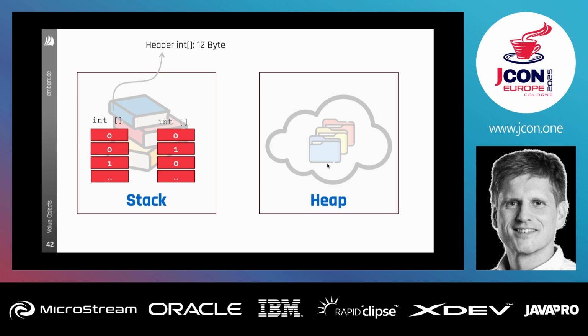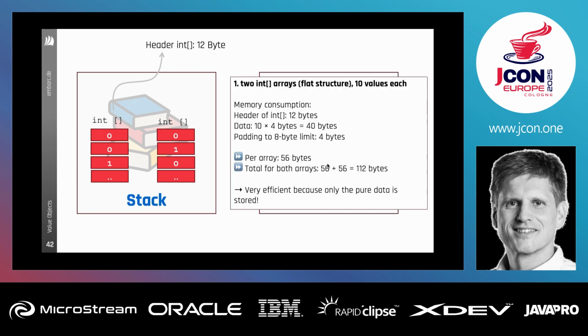So we have 2 times a header of the int array. It's stored in the stack, and it's 12 bytes each. And then for each value in the array, we have 4 bytes. So 10 times 4 bytes, so it's 56 bytes with padding, and that 2 times, so it should be 112 bytes if I store it that way. And of course, it's not maintainable, and maintainability is quite a very important architecture goal for most of us.